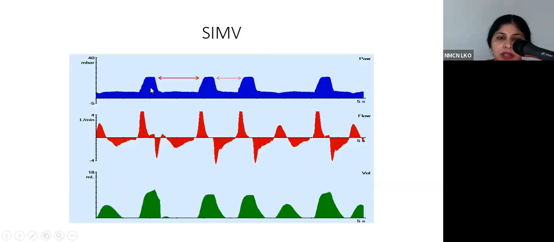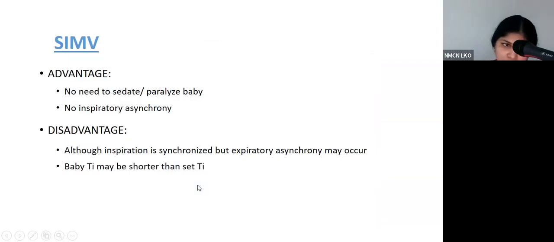So in SIMV, the breath to breath time may not be set. Like in IMV, you know that between the two breaths there would be a set time, but here it is not a fixed time. If the patient has initiated a spontaneous effort, the ventilator knows that it has to give this breath. And the tidal volume would be more effective and better than IMV.